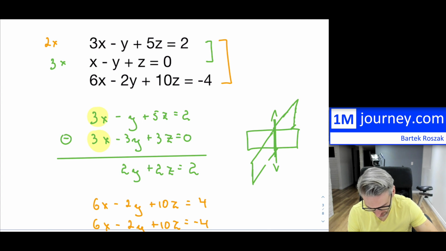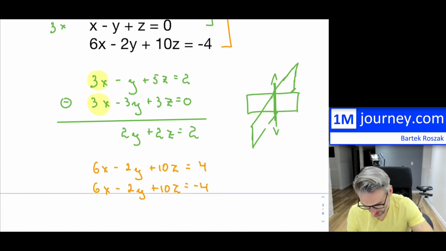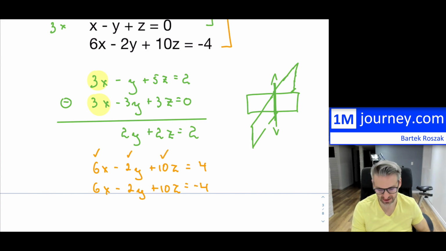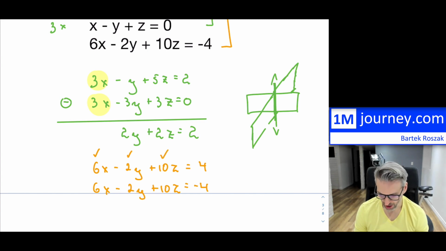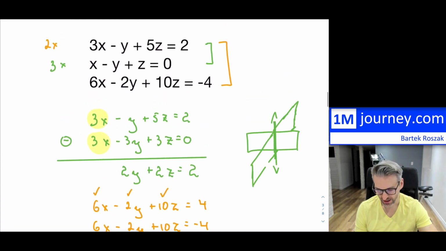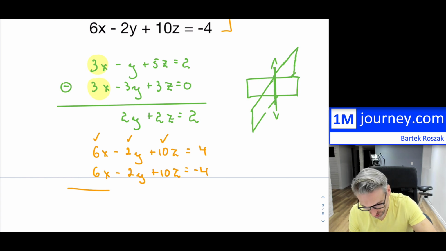Well, look what I noticed. I actually noticed that the x coefficient, the y coefficient, and the z coefficient are identical. So I don't really have to go any further than this. I know that this means that the two planes are parallel because their normals are scalar multiples of each other, right? And the multiple is actually 2, okay, because that's what I did.